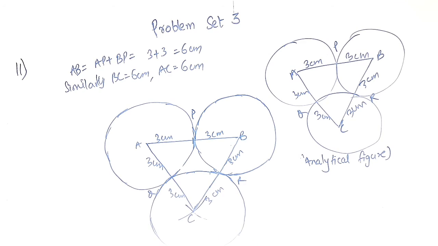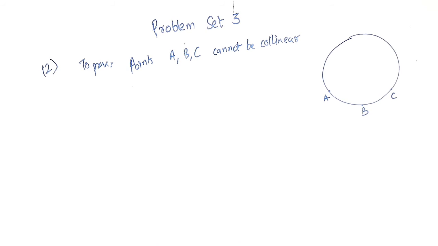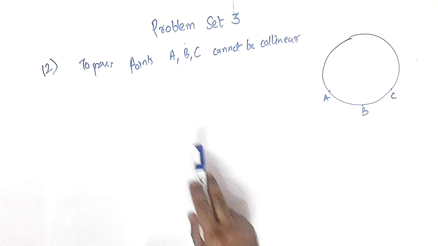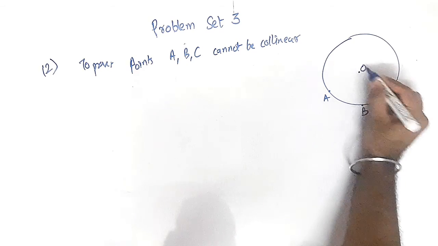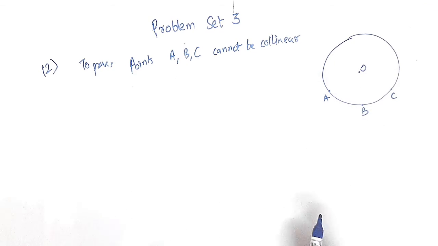Okay, moving to the 12th one. Sum number 12 says that we have to prove that any 3 points on the circle cannot be collinear. So we have already taken a circle with center say O. Points I have taken A, B, C. This we have to prove, that they cannot be collinear.